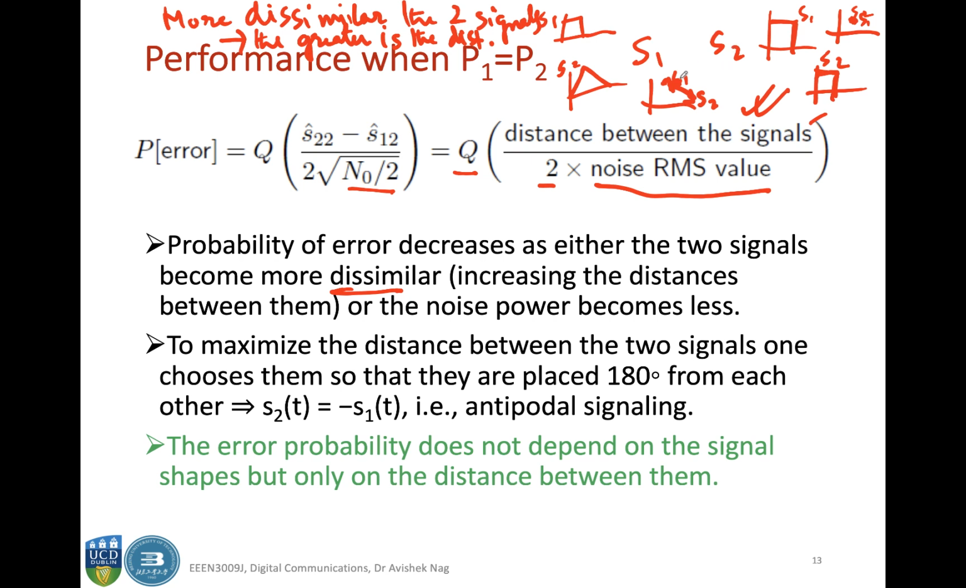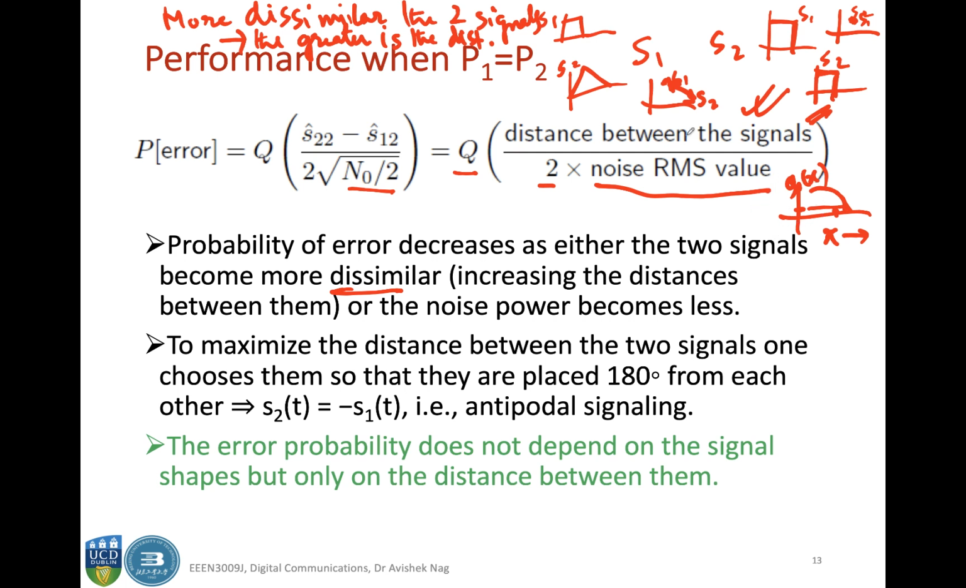So which means that if the distance between the signals is very high, because this is the numerator of the Q function, and we have seen that with the increased value of x, the Q(x) value falls very sharply, like this. So the more you increase x, the lesser will be your Q(x), and Q(x) determines your probability of error. So you have to have a larger x to have a very low probability of error.